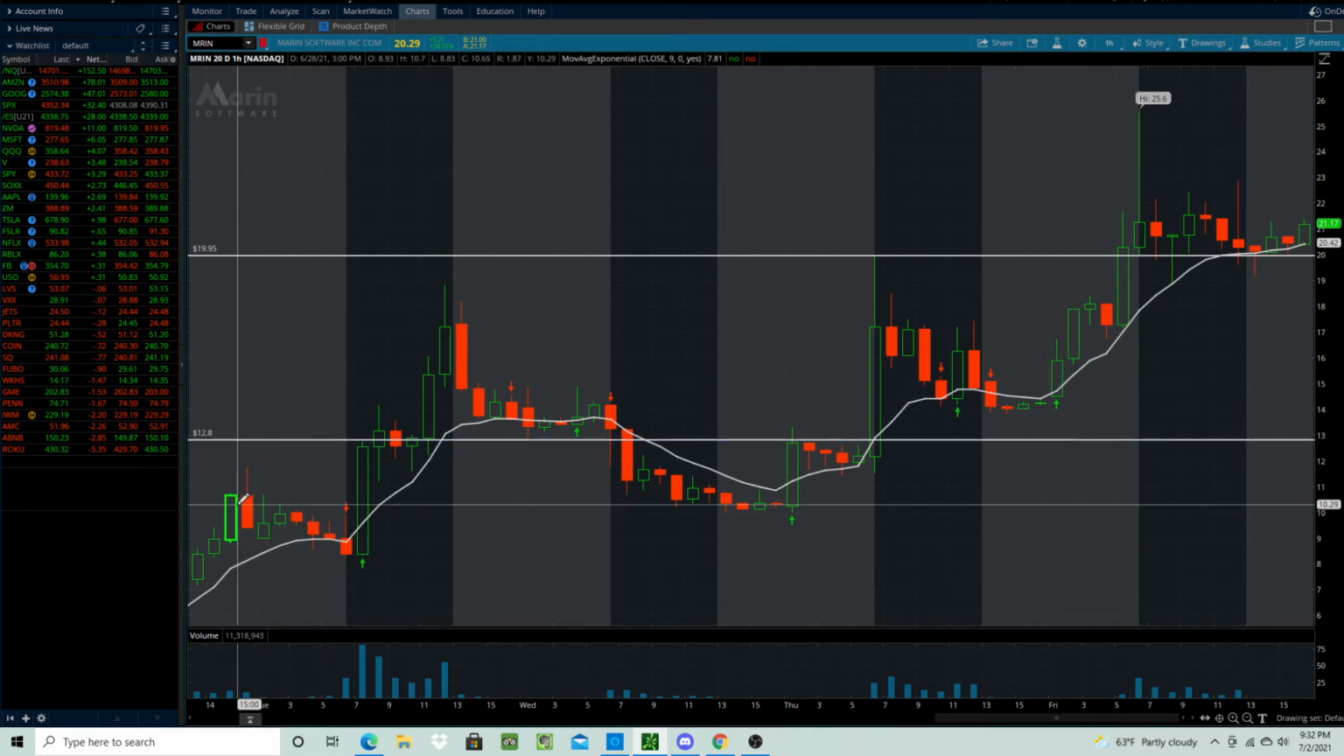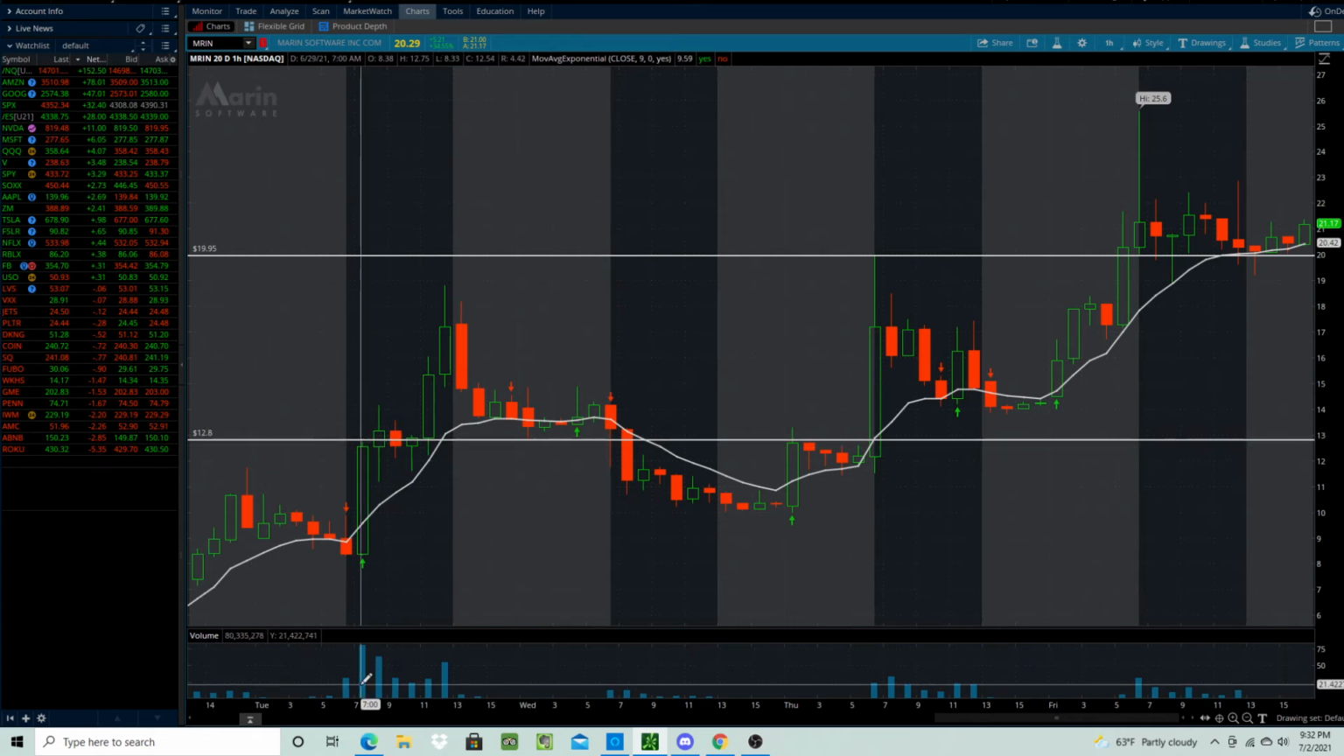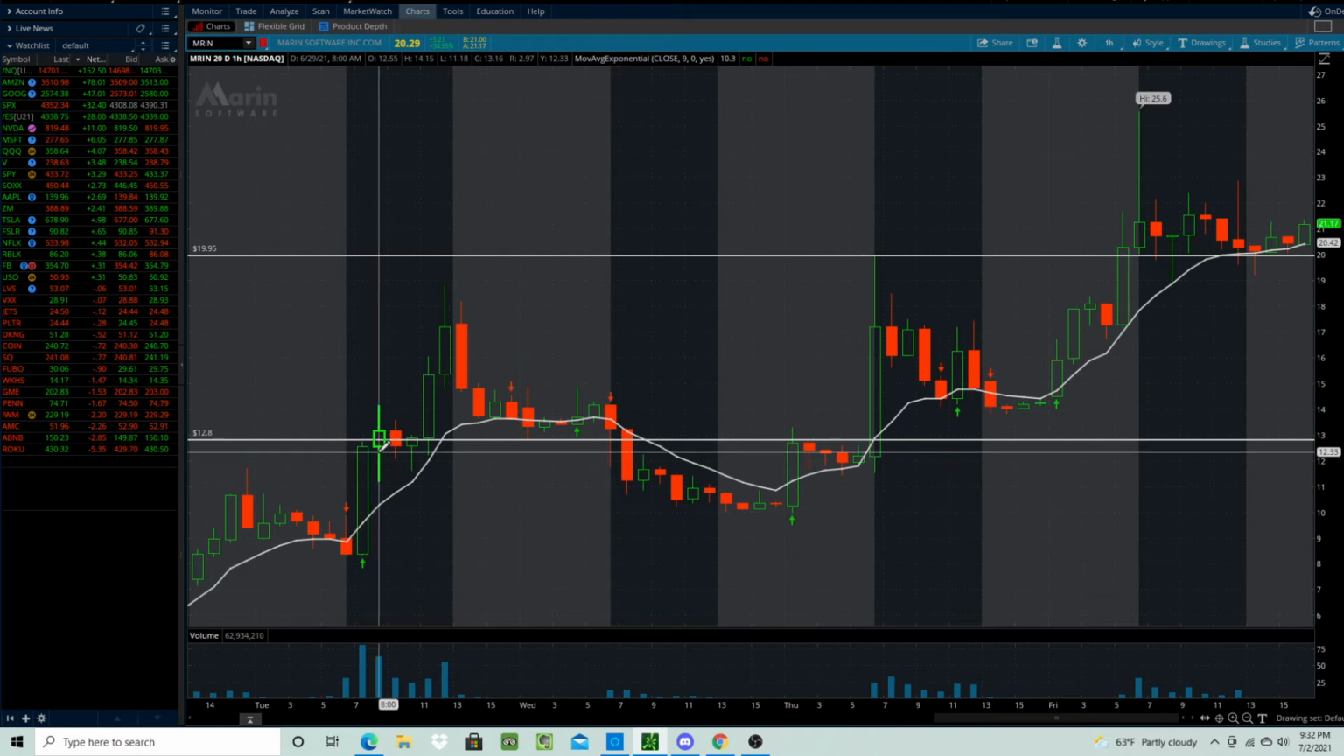On Tuesday, MRIN traded to $12.80 at 7 a.m. Pacific Standard Time. What we are looking for is a confirmation of this price action of $12.80. As soon as we get that confirmation of price action to the upside, we are entering in the trade.